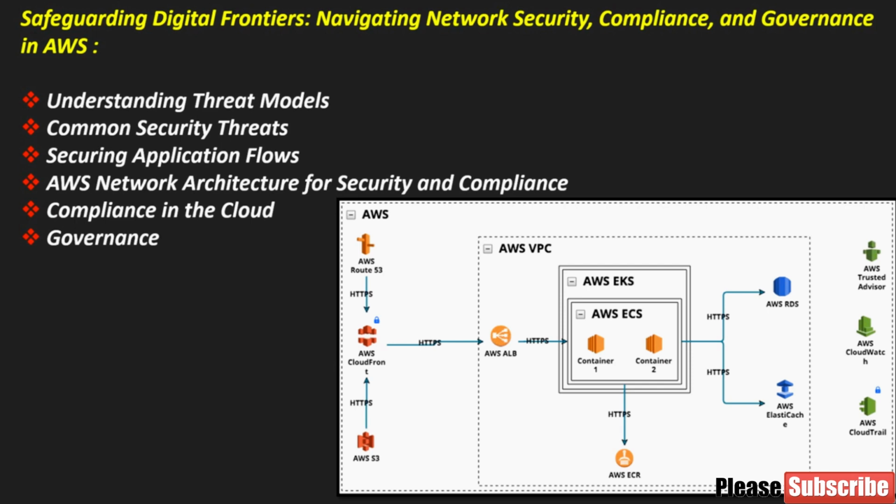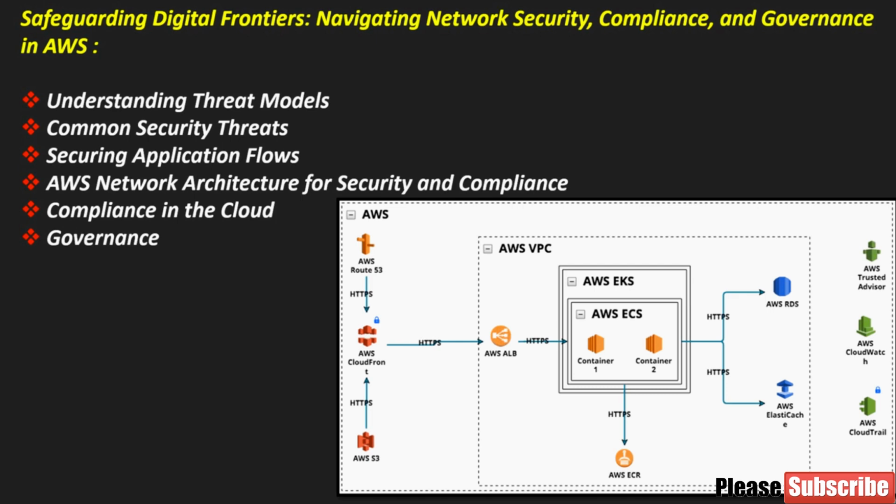So what about the AWS network architecture for security and compliance? As businesses migrate their operations to the cloud, understanding AWS network architecture becomes very paramount. AWS provides a robust set of tools and services to help organizations meet their security and compliance requirements. In this section, we explore some of the best practices for designing and implementing secure network architectures on AWS. We cover virtual private clouds, security groups, network access control lists, and the use of AWS Identity and Access Management for finely tuned access control.